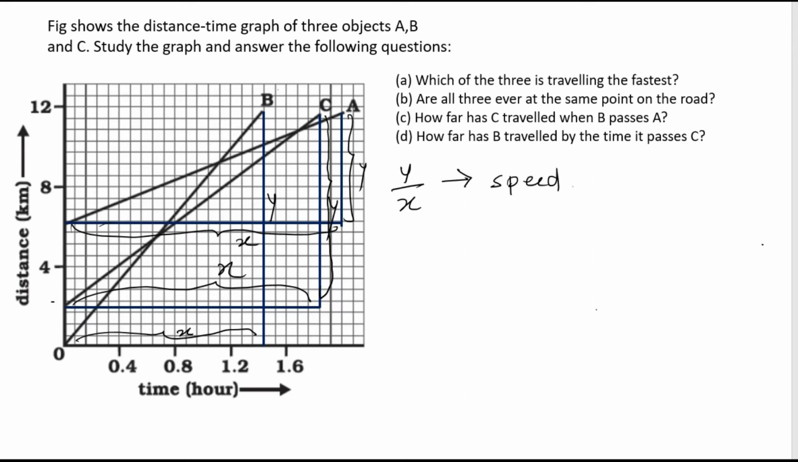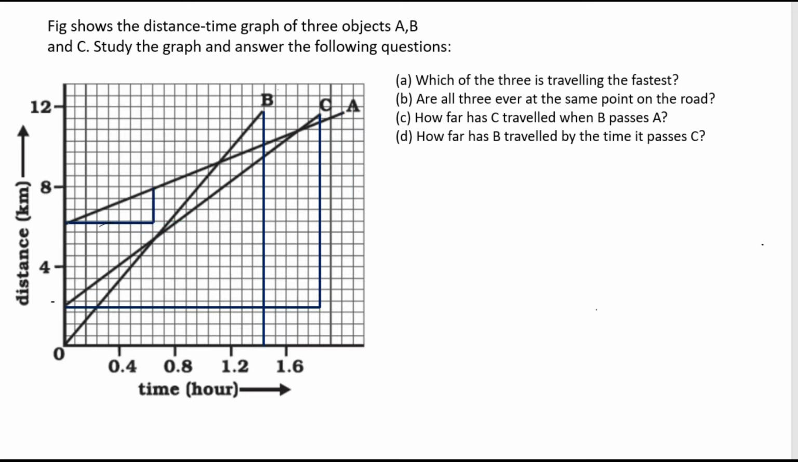Now you need not calculate exactly what the speed is. You can quickly tell which y by x is greater. And to tell that, you need not always draw a triangle below the line from the end point. For example, for A, you can even draw here. See, here I have drawn this is y and this is x. Proportionately the x and y values will change. For C you can draw here, and in the same way you can draw for B here.